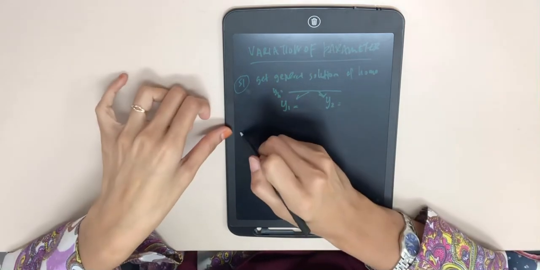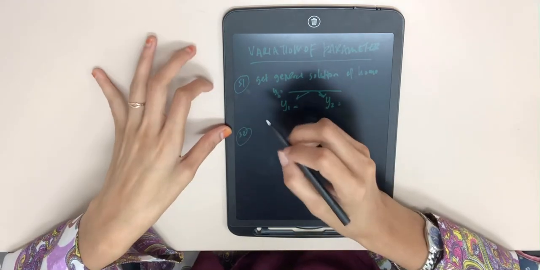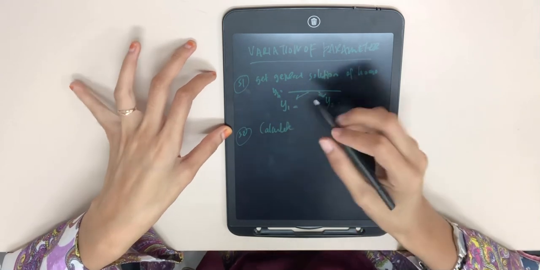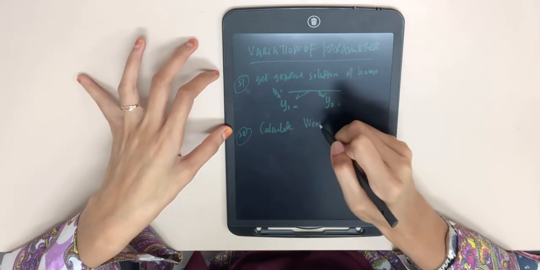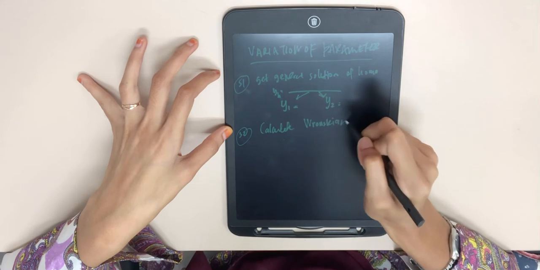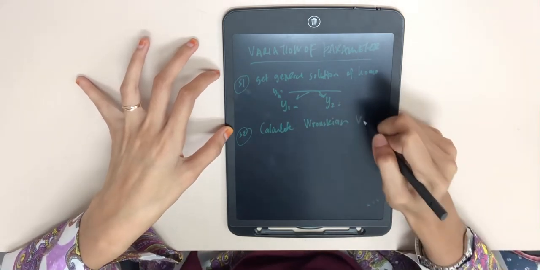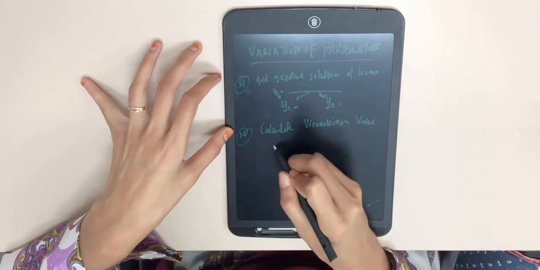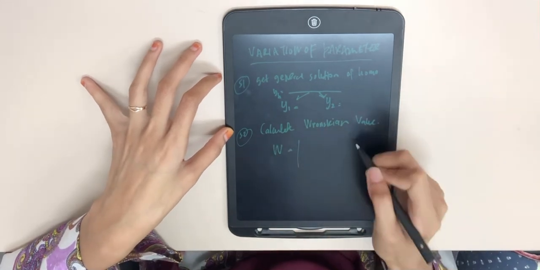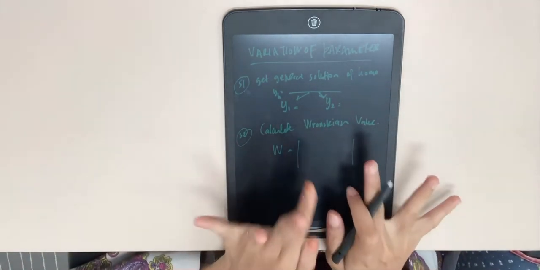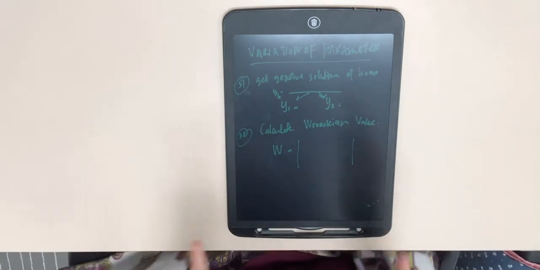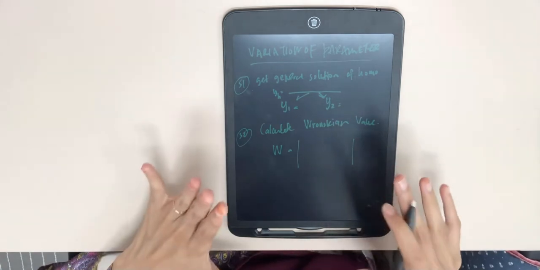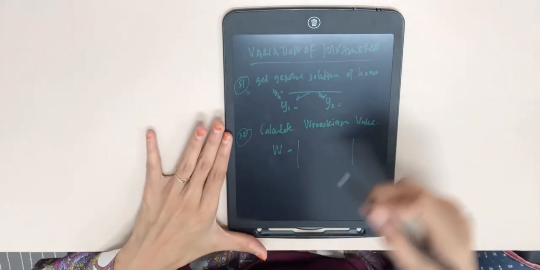So step number 2, we will do a calculation: calculate the Wronskian value. We denote it as W. It is a determinant, a matrix whose determinant you need to find. It is not a modulus sign.